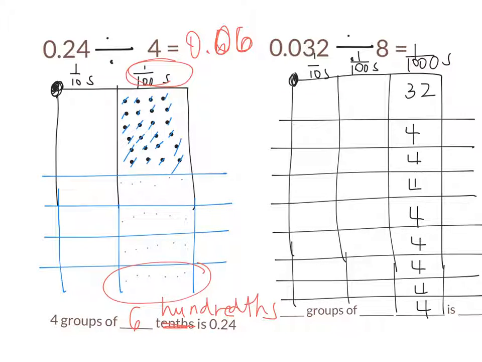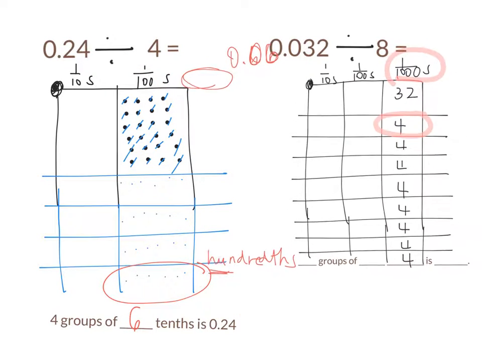Okay. Therefore, if I have 8 groups altogether, how much is in one group? 4 whats? 4 thousandths. So 32 thousandths divided by 8 is what?